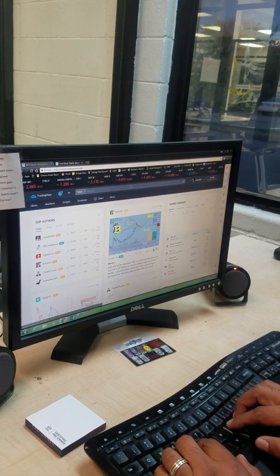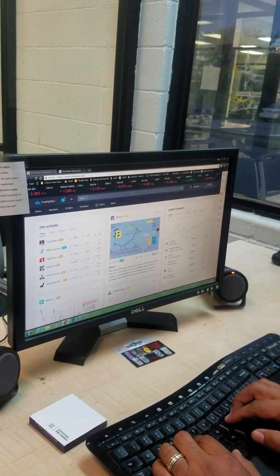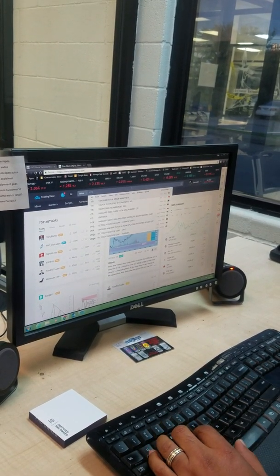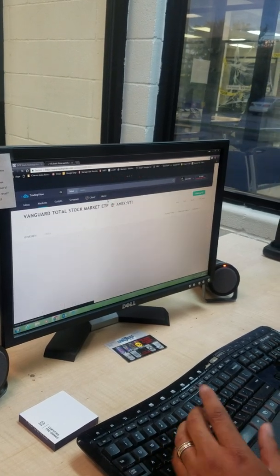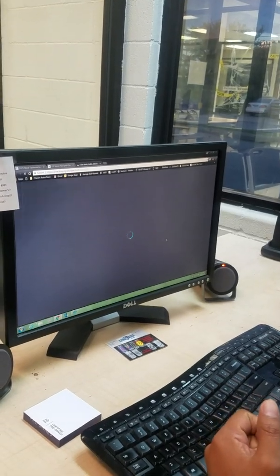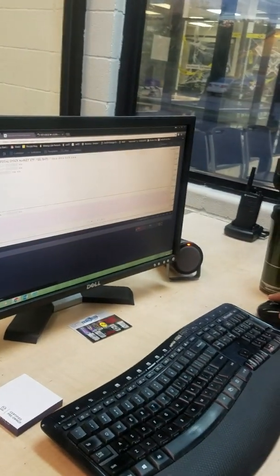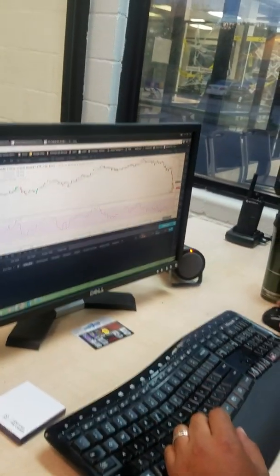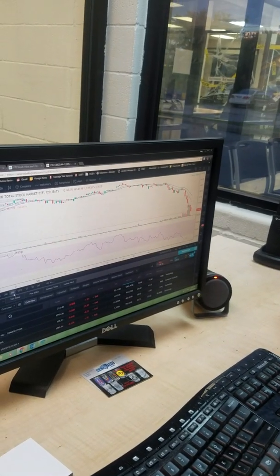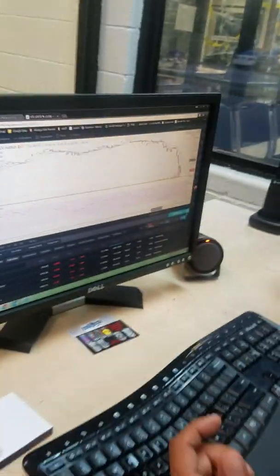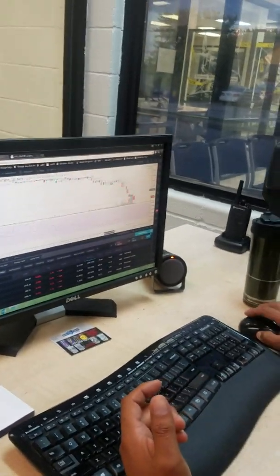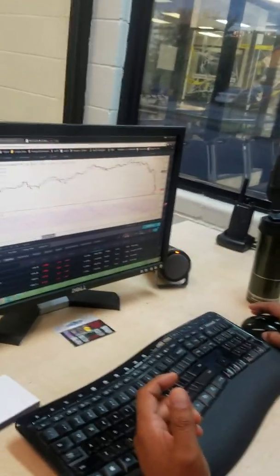So I would do right here, like the VTI. That's the Vanguard Total Market, that's the S&P 500 basically. That's the one that I like. And that's an ETF, right? Yes, ETF. So look, if you're gonna trade, I like the 6 month view. Look, basically this is what happens right here.